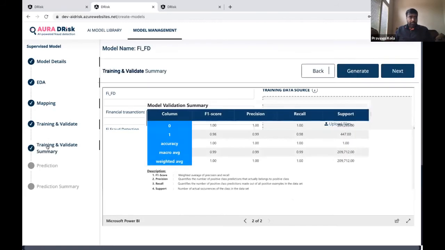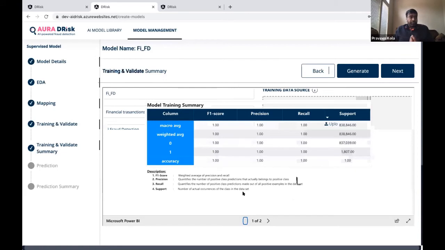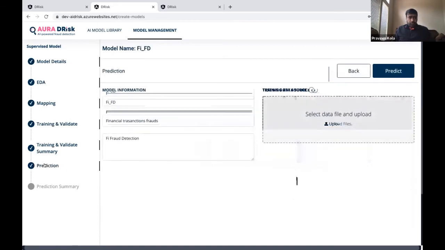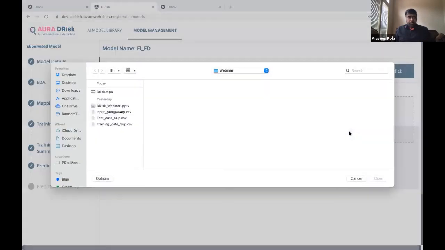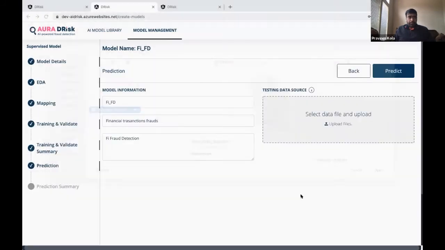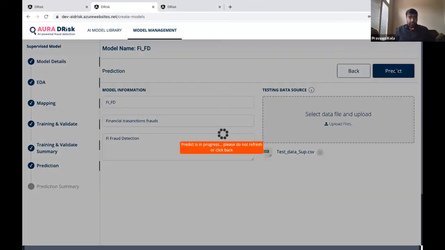Once you train, you get a train and validate summary, and you get the scores, the precisions, and the accuracy report right away to make you feel better whether the model is performing as you anticipate or not. Then you go to the predictions. You can take a sample file for the prediction, and after the training is done, you can start predicting the information that is required right away from this tool.